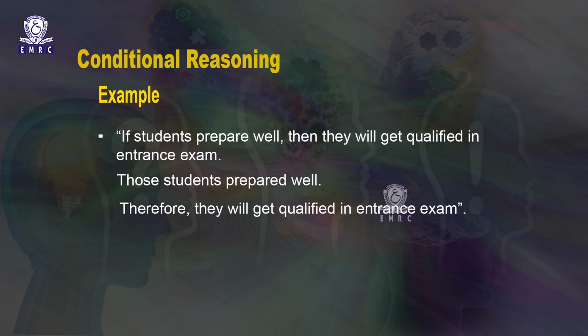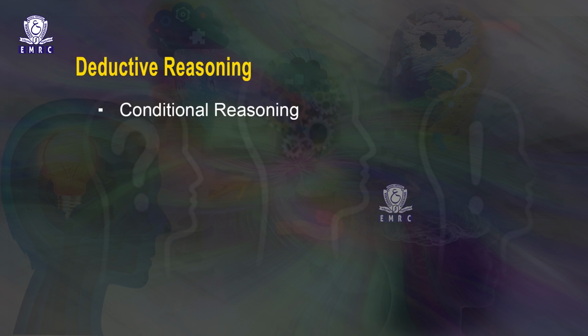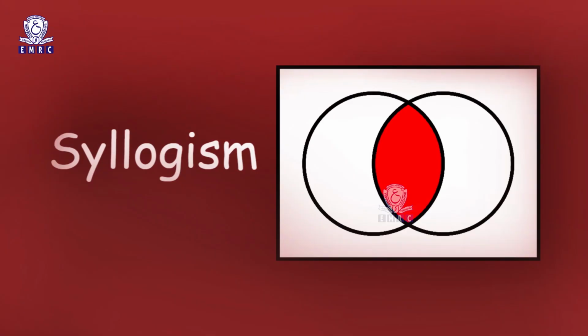Then the conclusion will be therefore, they will get qualified in entrance exam. Now, let us discuss the second type, that is syllogistic reasoning. The other type of deductive reasoning is based on the use of syllogisms. Syllogisms are deductive arguments that involve drawing conclusions from two premises.